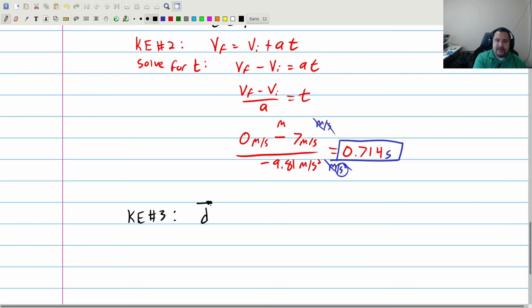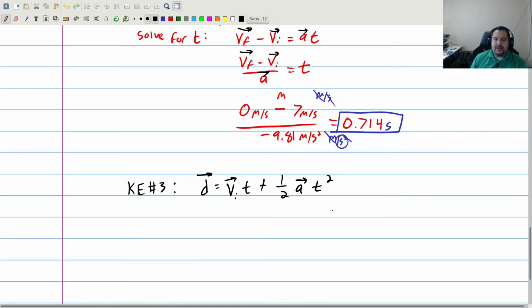So d is equal to, by the way, I was very sloppy here. Those all have vector signs over them, vi's, a's, and vf's, right? So put in some vector signs. All right, there we go. So displacement is equal to v initial times time plus 1/2 a t squared. I'm solving for d, so it's already solved. So all I need to do is plug in some numbers.